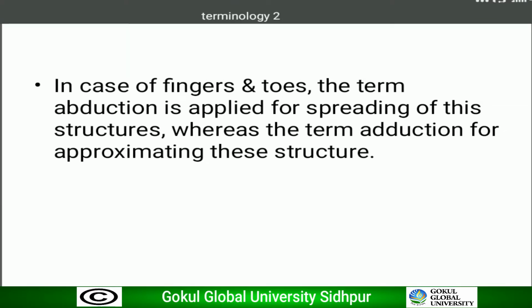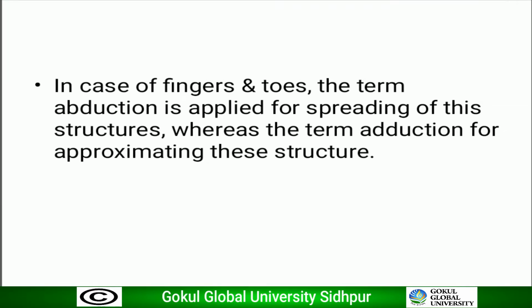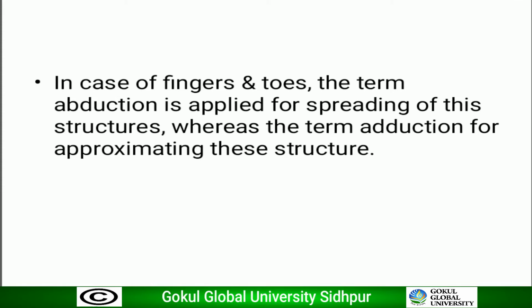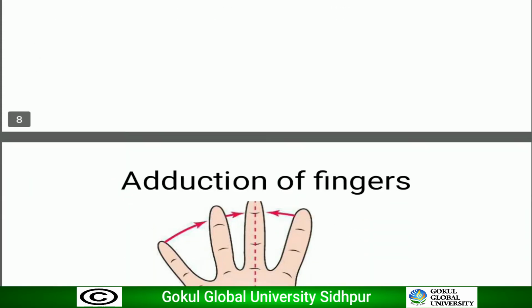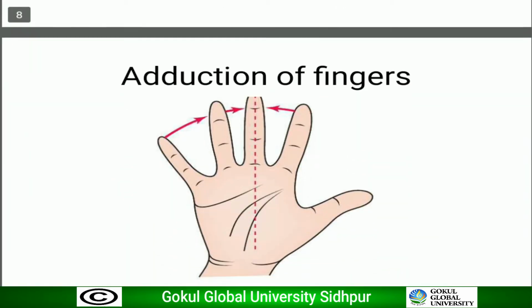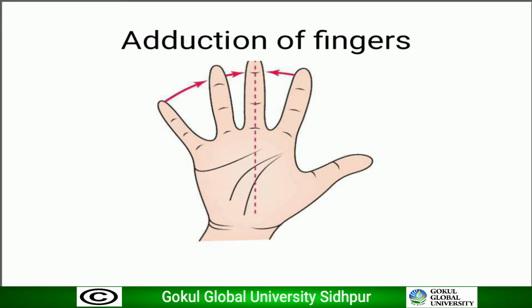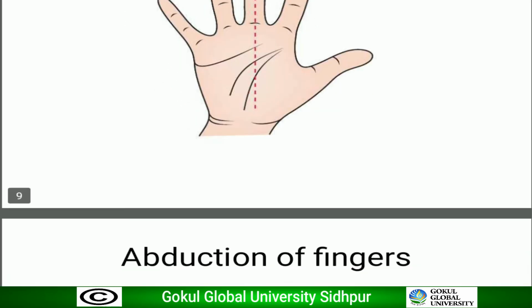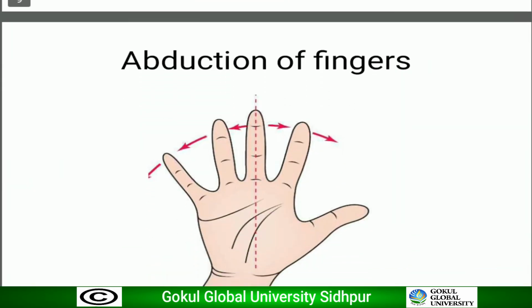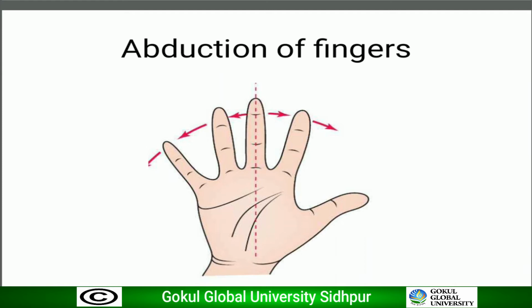In the case of fingers and toes, the term abduction is applied for spreading of these structures, whereas the term adduction is for approximating these structures. Adduction, bringing closer to the axis of the finger. Abduction, spreading of the fingers.